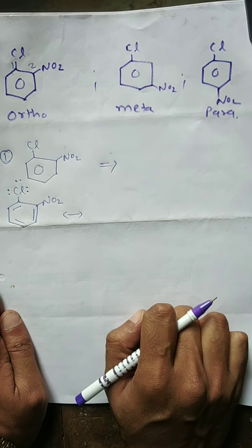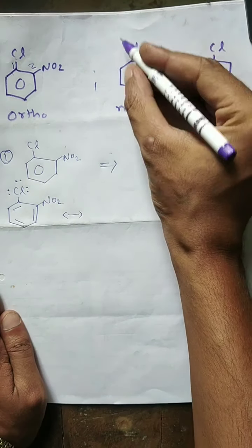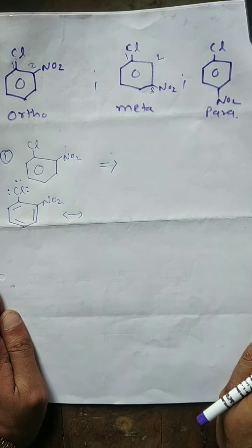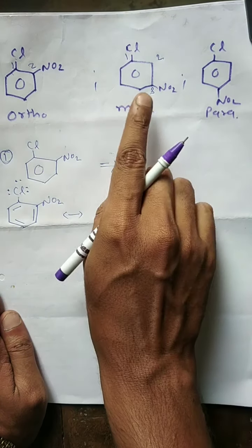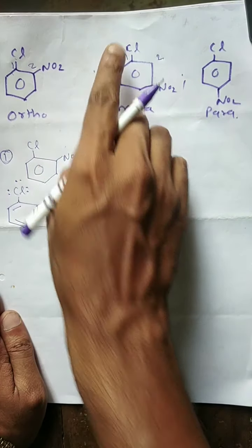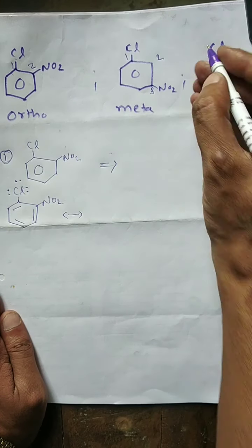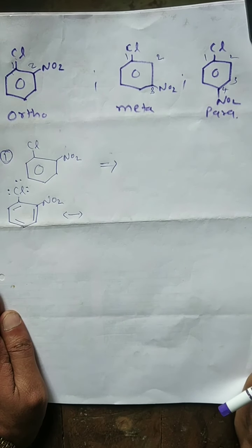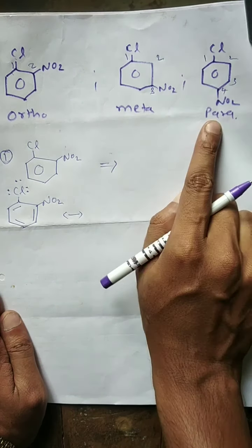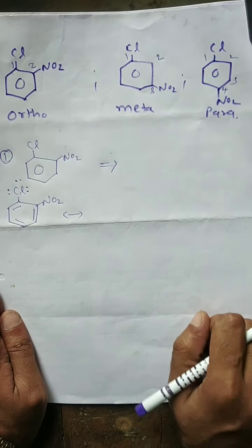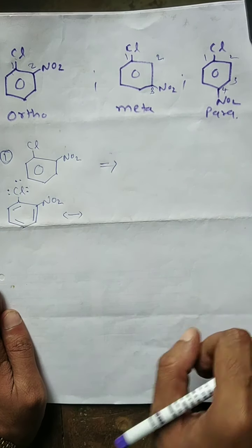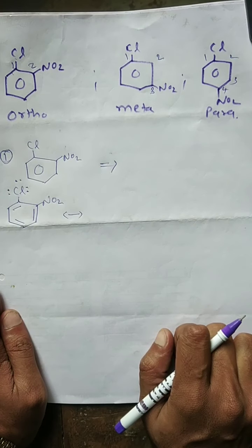The second structure, the position here is 1-3 position. So it is metanitrochlorobenzene. And the last one, the position is 1-4. So it is paranitrochlorobenzene. So we are going to discuss the reactivity of these three compounds.